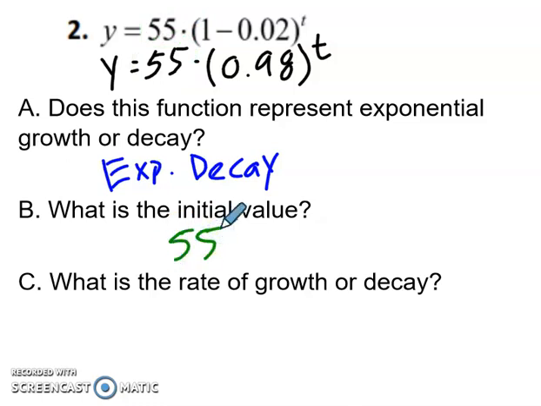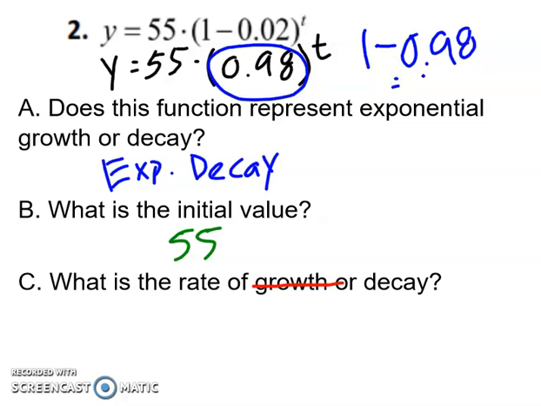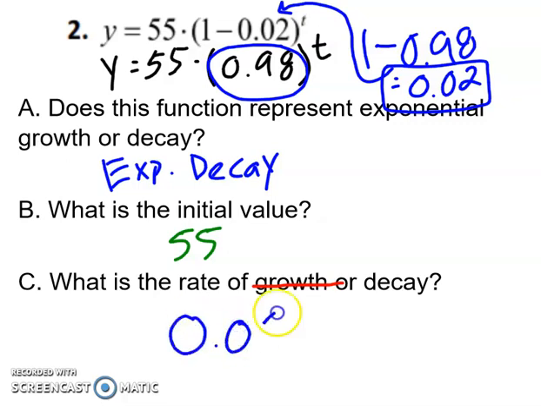And what is the rate of growth or decay? Well, we've already established that it's decay, so I'm just going to cross out that growth for us. So we have our general rate being 0.98. So what we need to establish is what is going to be that rate of decay. And a way to do it is to do 1 minus whatever we're given. So 1 minus 0.98, and we get 0.02. And that should make sense because we were given it right here. So our rate of decay is going to be 0.02.